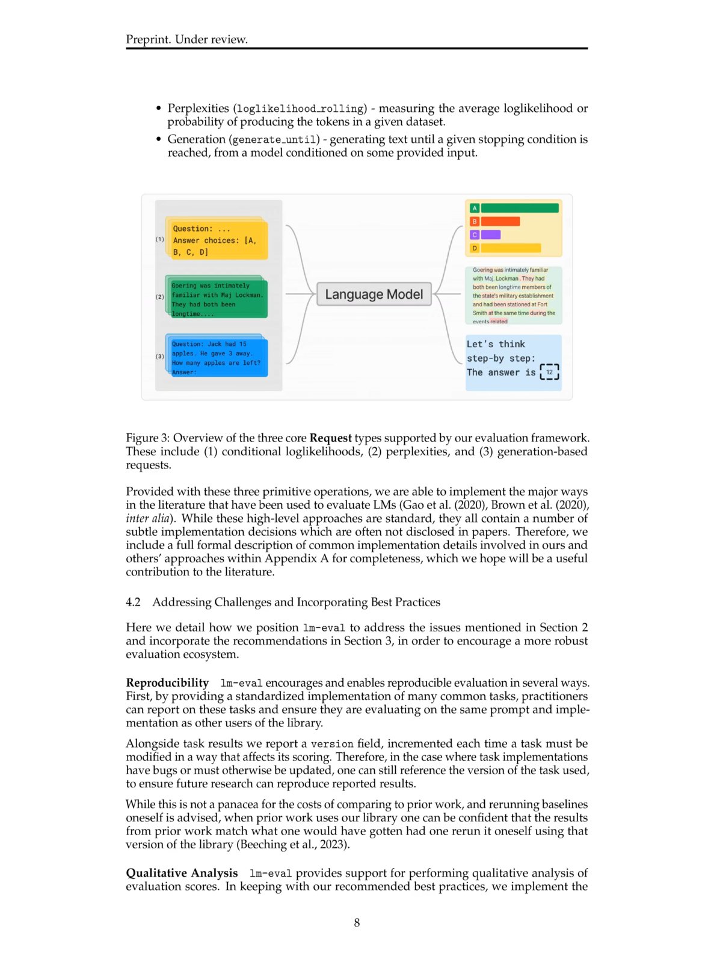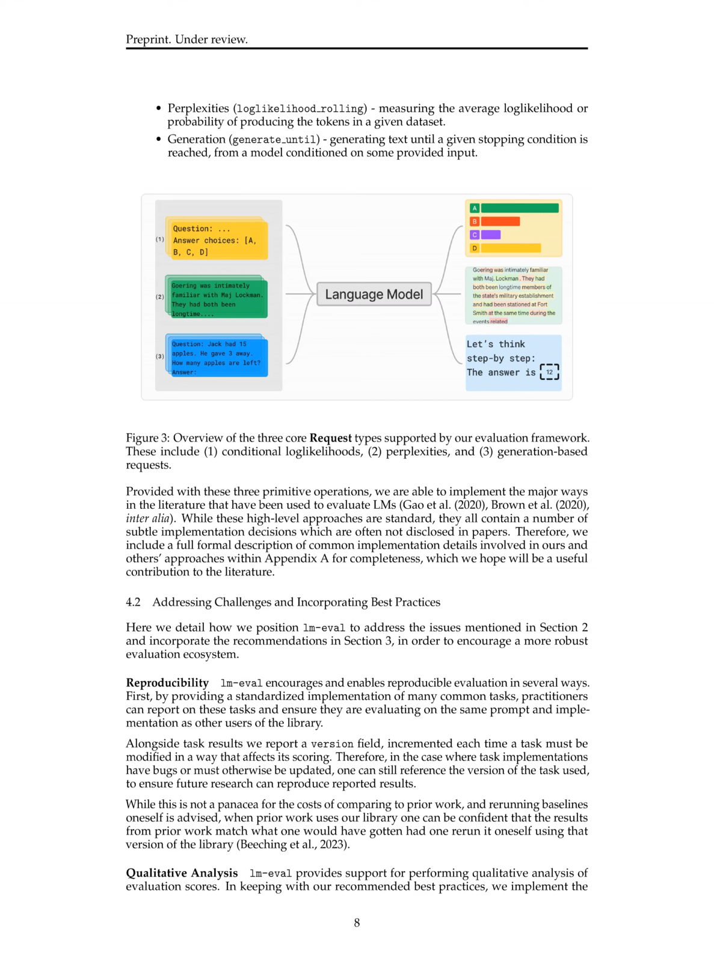lm-eval ensures reproducibility in evaluation runs by providing a standardized implementation of common tasks, allowing practitioners to report on these tasks and ensure they are evaluating on the same prompt and implementation as other users of the library. Additionally, lm-eval reports a version field alongside task results, which is incremented each time a task must be modified in a way that affects its scoring.